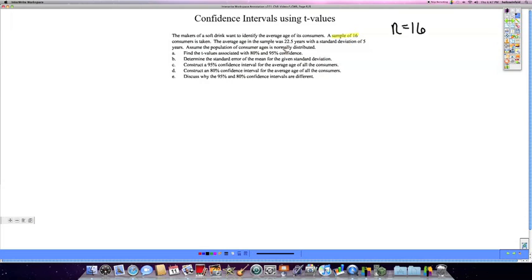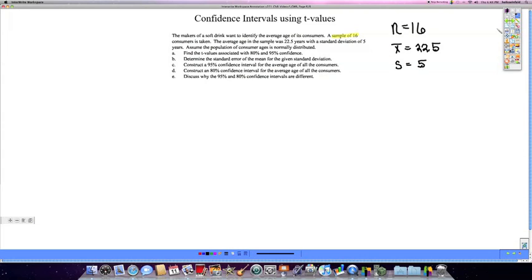We can also pick other information from this part of the problem. The average age was 22.5. That is the average age in the sample. And it has a standard deviation of 5 years. And of course that is a sample standard deviation because it did not say of all consumers. It just said the sample has a mean of 22.5 and a standard deviation of 5. It says A, find the t-values associated with 80% and 95% confidence.